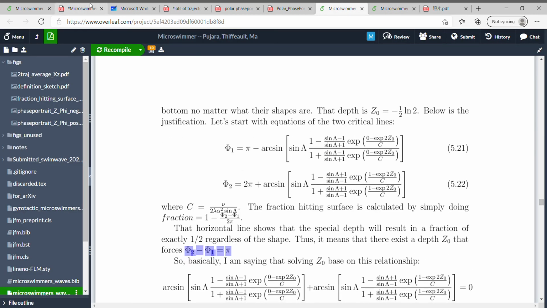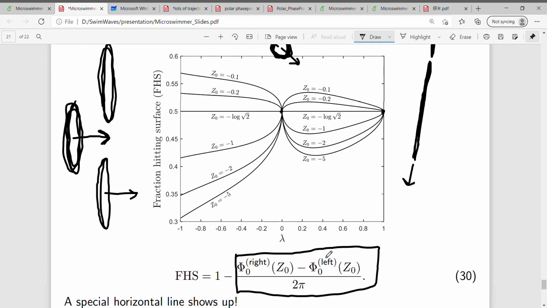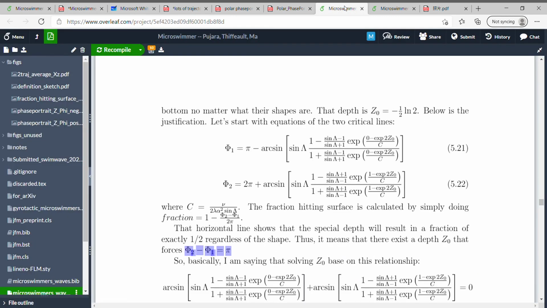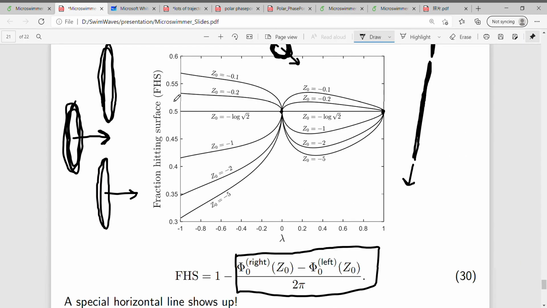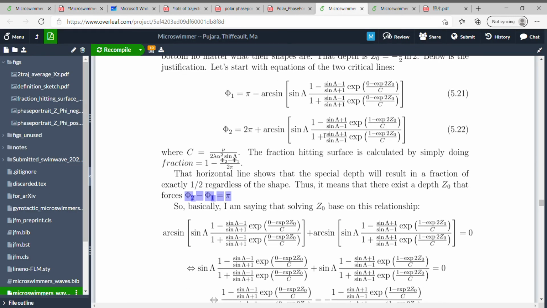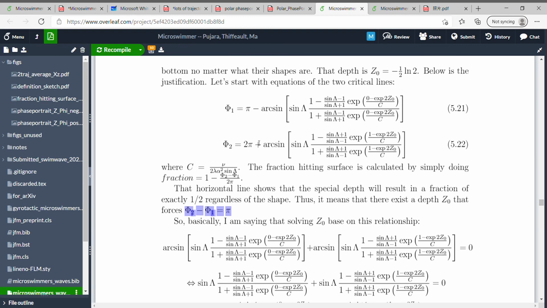Because the fraction hitting the surface is calculated by this, in the numerical simulations we observe that there's a line like this, very, very flat, nearly flat, but we don't know whether it's exactly flat. So I went through the calculations, then you use the right-hand side curve minus the left-hand side curve. This is some draft that I wrote months ago.